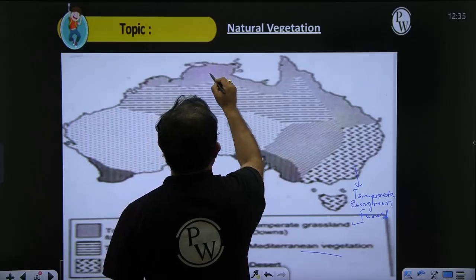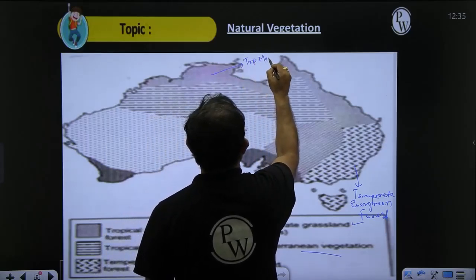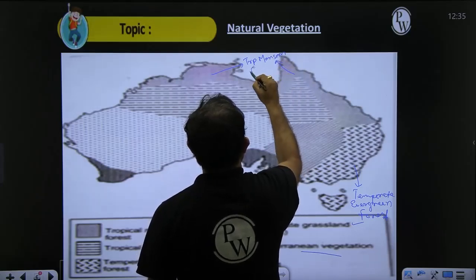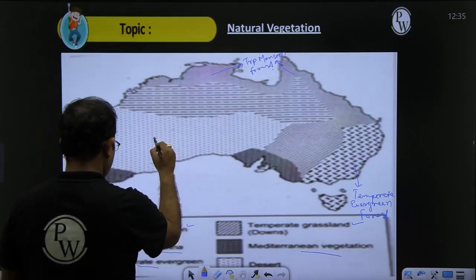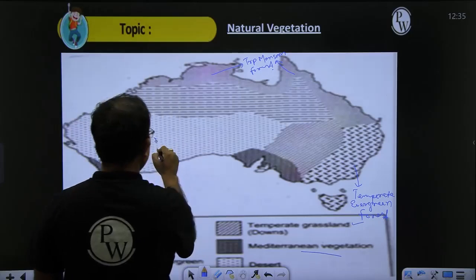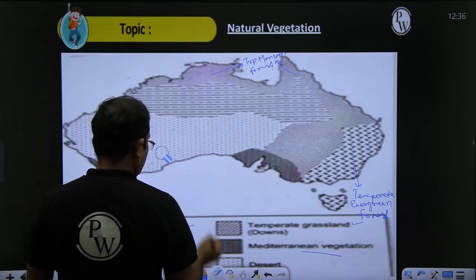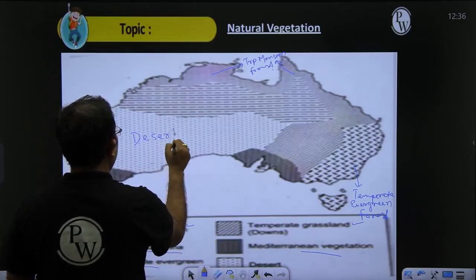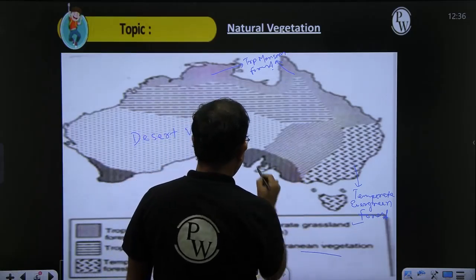This one is your tropical monsoon forest. These both are your tropical monsoon forest. This is your desert, tropical desert, I can say. This is your desert vegetation. You can see this is your Mediterranean climate.